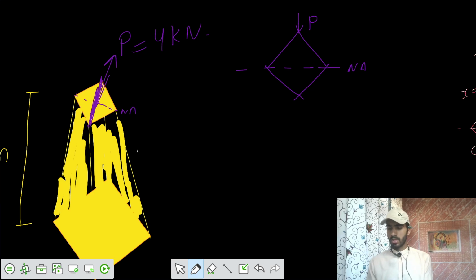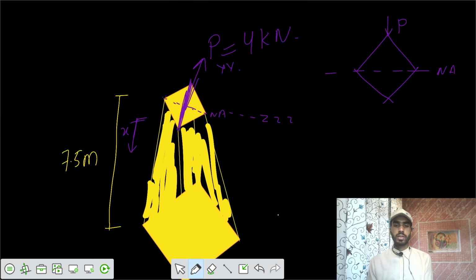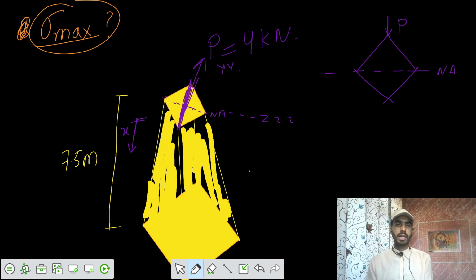Let's call that the ZZ axis. So this is your ZZ axis, and you call the direction of P the YY direction, and downwards you call the direction of X. You want to say what's the value of the maximum bending stress? What's the maximum bending stress that can be developed?